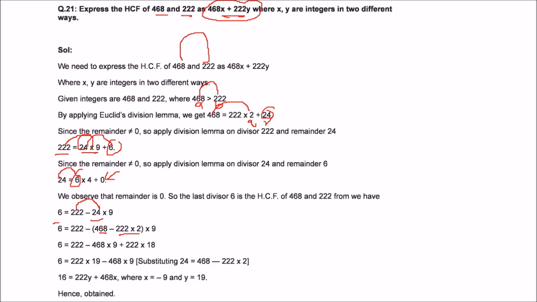Now let us expand this. 468 into 9 and 222 into 2 into 9, that is 18. So let us add this 222 into 18 and 222. This becomes 222 into 19. And 468 into 9 is already there. So here you can see that this 6 can be written as 222 into y. So what is y? It is 19. And 468 into x. So what is x? It will be minus 9. So x is minus 9 and y is 19.